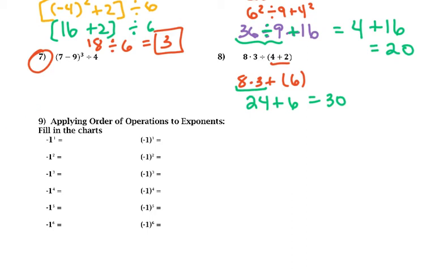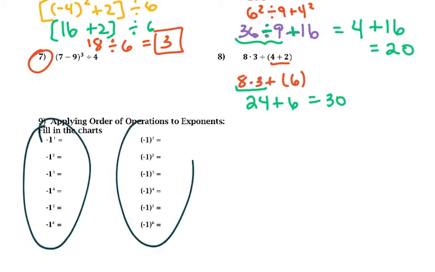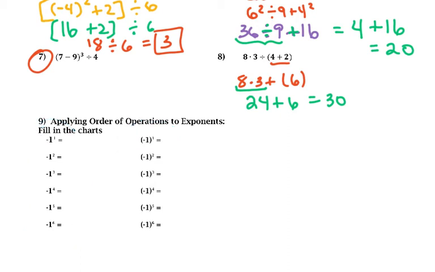Okay, the next part of this is applying order of operations to exponents and what this means. And so I want you to just pause the video for a second and I want you to fill in what you think this is. So what do you think -1 to the 1st power is, -1 to the 2nd power, and how is that different than in the 2nd column? And then start the video again.